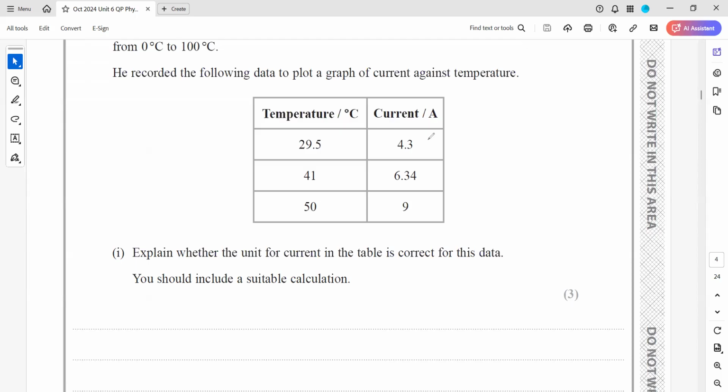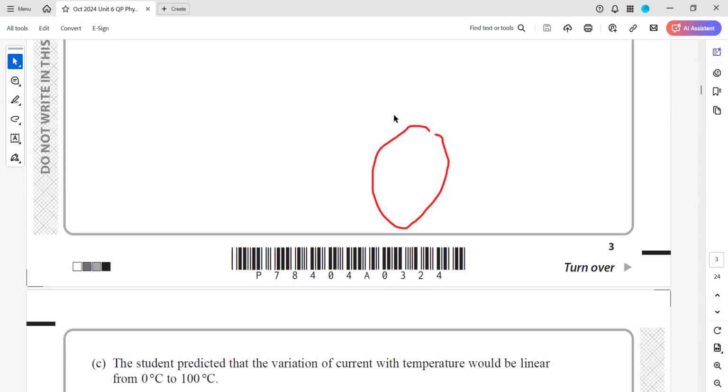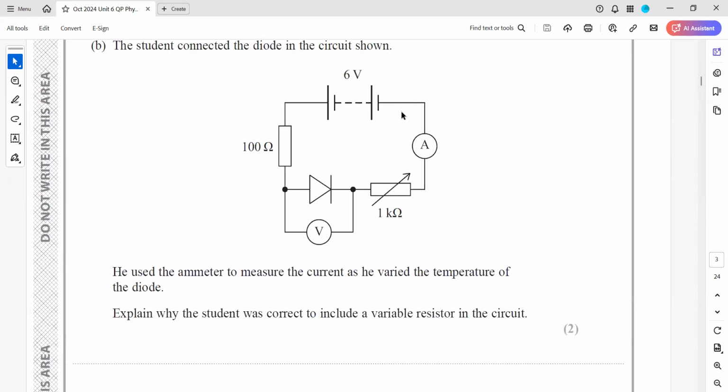If you see, the current has very high values, 9 ampere, 6.3 ampere, which is a very high value. Now if you see the total resistance of the circuit, let's say the diode does not have any resistance. This is 1000 and this is 100, so the total resistance of the circuit is 1100. And we have the formula V equals IR. So what is the maximum current in the circuit?